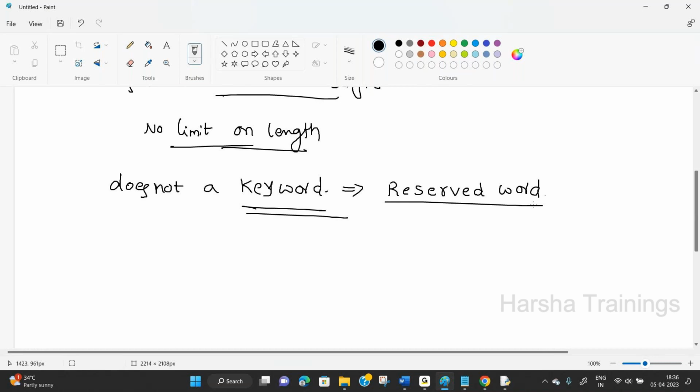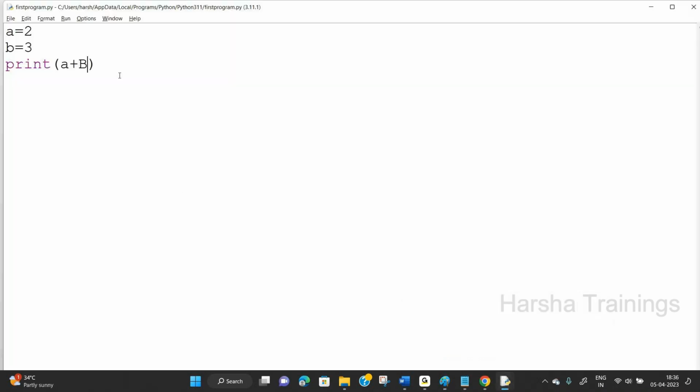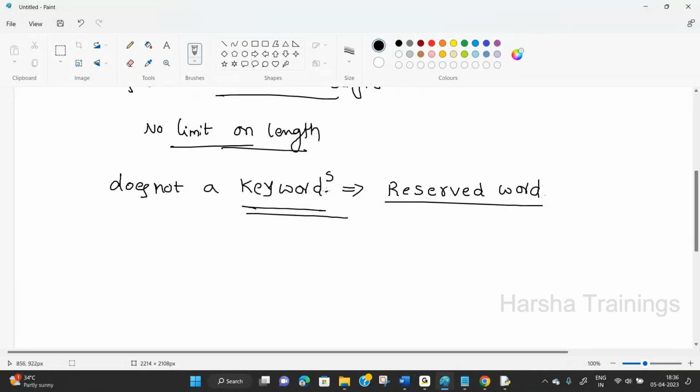That means at the time of a programming language development, not only Python but for any programming language, some words are reserved for some meaning. Suppose this word is reserved for some meaning. So such words are used only for that purpose. Suppose I write one program: print A plus B. Print is a predefined keyword, so the purpose is fixed, which is used to print the value. Such words are called keywords. Now you understand? Keywords means the words that are reserved for some specific meaning.